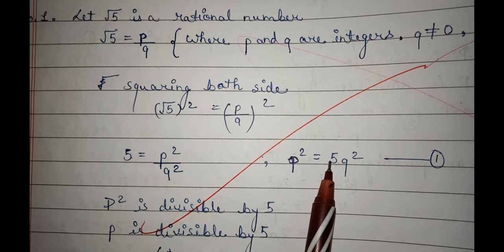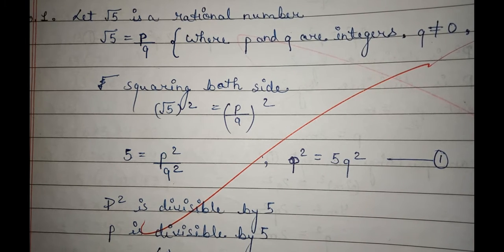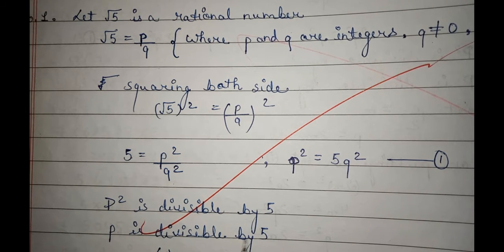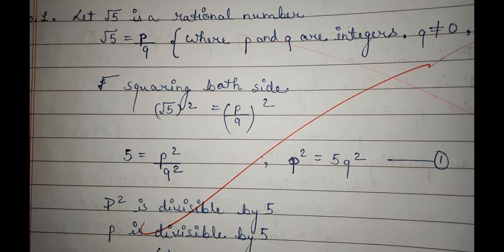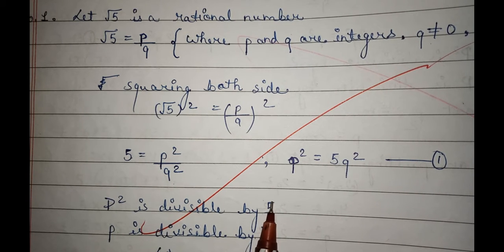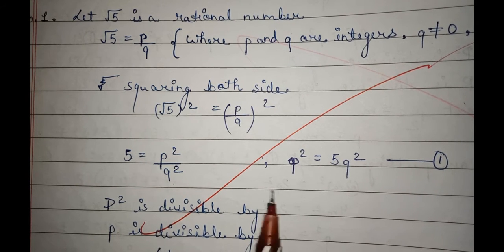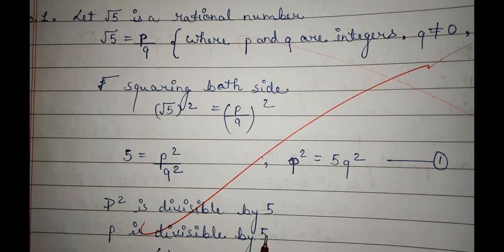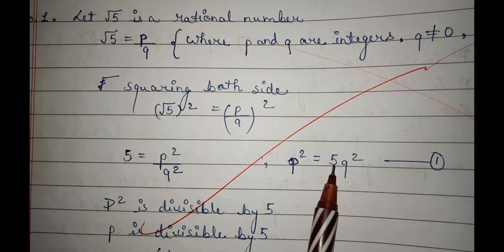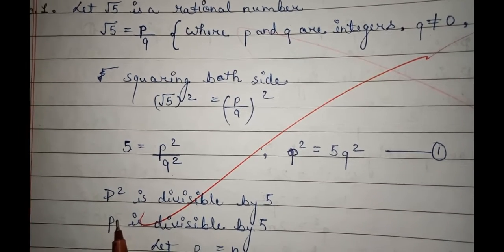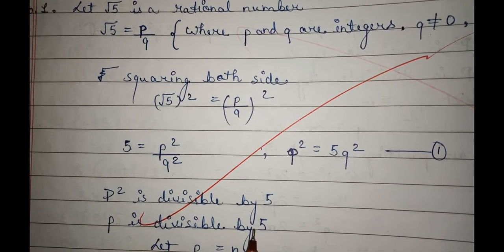Okay. So if any number's square is divisible by a prime number, then that number should also be divisible by that prime number. This is a theorem, okay, which says that if the square of any number is divisible by a prime number, which is 5 here, then that number should also be divisible by 5. So if here p squared is divisible by 5, then it is also obvious that p should be divisible by 5.